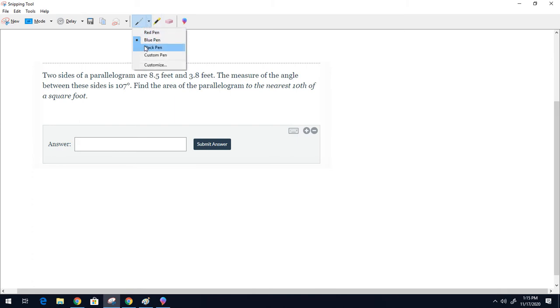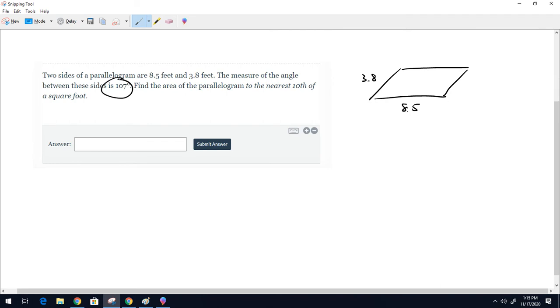All right, so I'm just going to draw a generic parallelogram, right? So here's my parallelogram. I will make one side bigger than the other. Okay, so this is going to be my 8.5. This will be my 3.8. Now, there is going to be an acute angle and an obtuse angle, right? So the 107 is the obtuse angle. It's bigger than 90. So it's going to go right here.